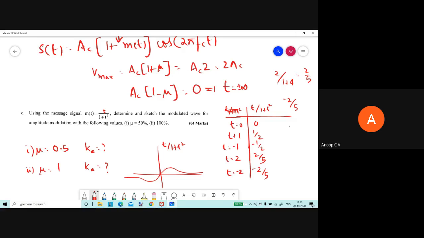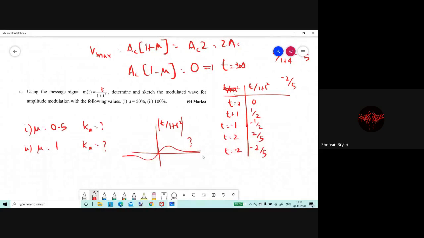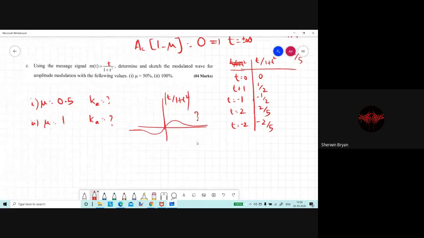Now I want you to find out what is the maximum value of the mod of this. It will have one positive maxima and one negative maxima. So what will be the maximum value of this? Sherwin, can you tell? It's 0.5. How did you find that? Do you want to share the screen and explain, or you'll explain it orally? How did you find it is 0.5? We have to differentiate it. Then the equation which I get, I equated to 0. Then I solve that equation.